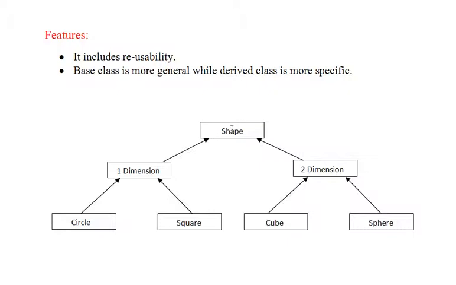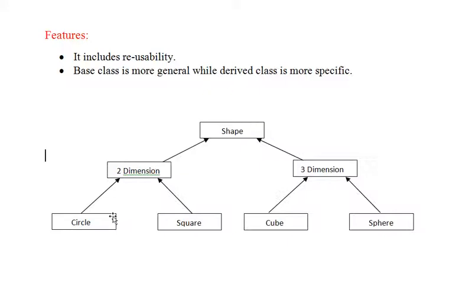First of all, we create a base class, Shape. It is a general class. Then we create two different classes from our base class: one dimension and two dimension. One dimension is more specific than Shape, as a shape can be of two types, one dimension, two dimension, or it can be of three dimension. It is two dimension and it is three dimension.